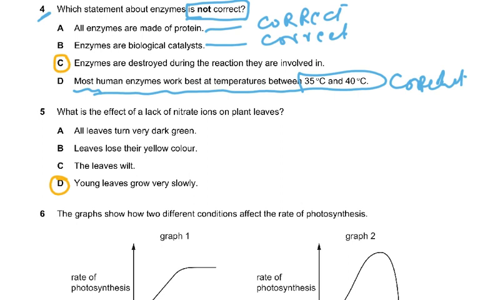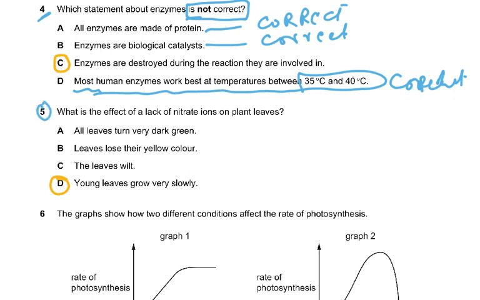Now, why is C incorrect? Enzymes are destroyed during the reaction they are involved in. No, no, no. Enzymes remain intact even after the reaction. So they remain unchanged. So that is the definition of enzymes that we have learned, that enzymes are biological catalysts that remain unchanged during the reaction. So that is question 4.